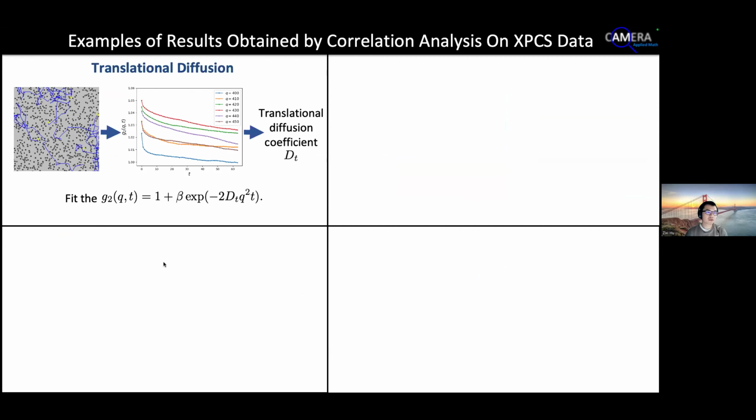Here I present several examples of the results that we can obtain by applying the correlation analysis on the XPCS data. The first one is to estimate the translation diffusion coefficient. As I mentioned in the previous slides, for monodispersed, non-interacting spherical particles, the autocorrelation curve of the XPCS images would decay exponentially. In fact, one can show the G2 should be in this form: G2 equals 1 plus beta times this exponent. Beta here is the spectral contrast, and Dt is the translation diffusion coefficient. So by fitting this model to the obtained autocorrelation G2, we can estimate the translation diffusion coefficient.